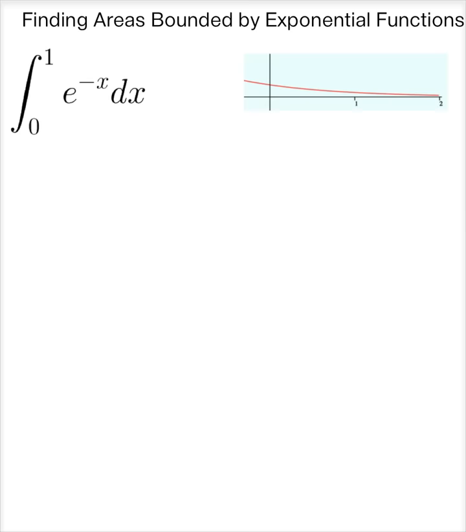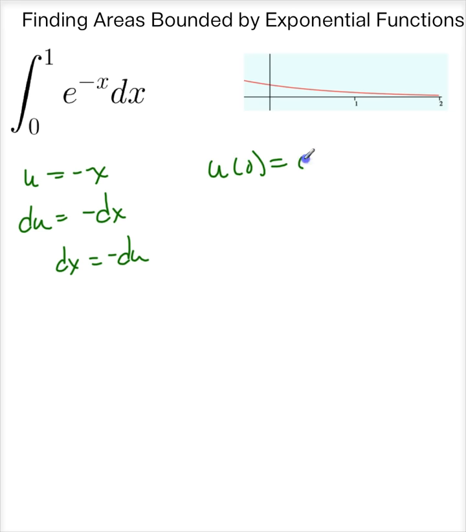Now we can find areas bound by exponential functions. Definite integrals are the exact same. If I let u equal minus x, du is minus dx. So dx is minus du. U of 0 is 0. U of 1 is minus 1. So this becomes the integral from 0 to minus 1, and don't let that minus 1 bother you, of e to the u times du with a negative sign.